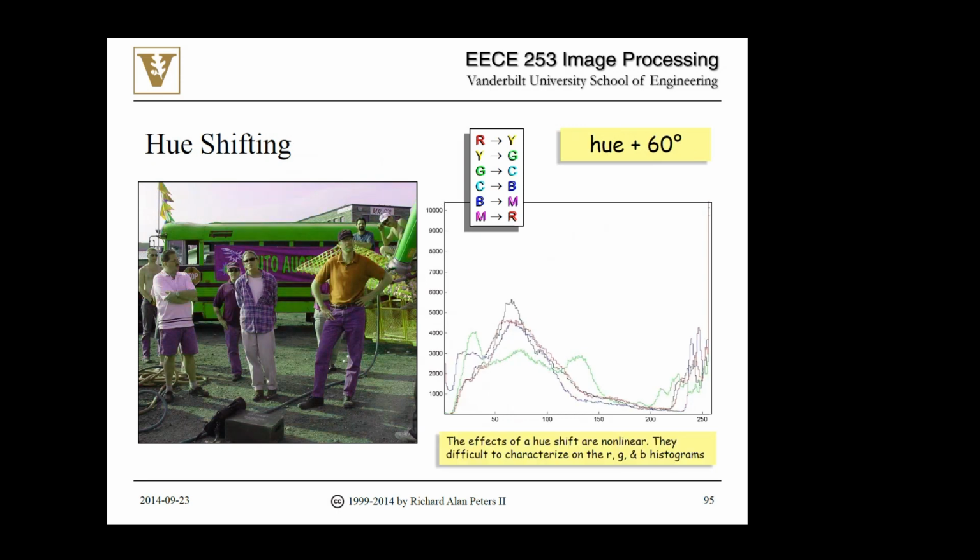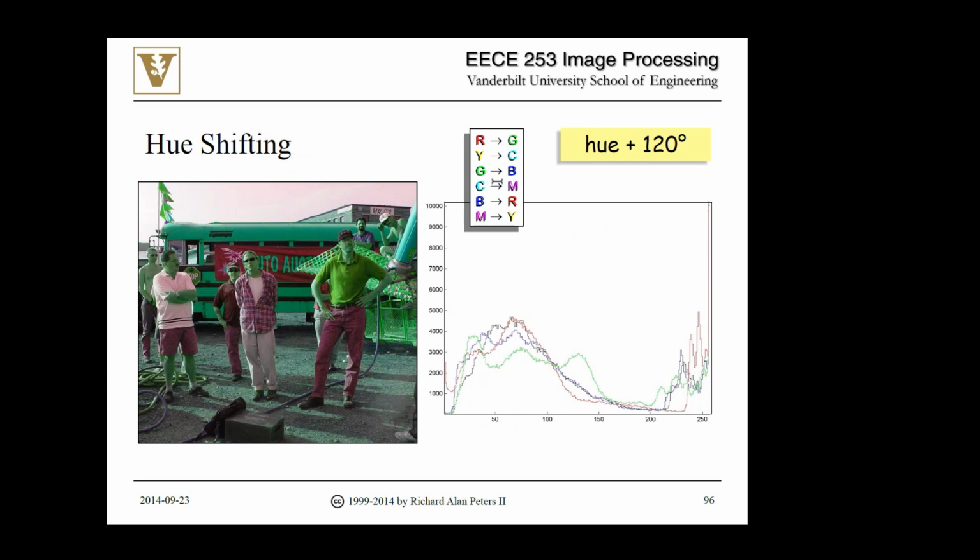Then you can have 120 degrees, you can have 180 degrees. We gave a name to adding 180: those are the complementary colors. You can have 240, 300, 360.